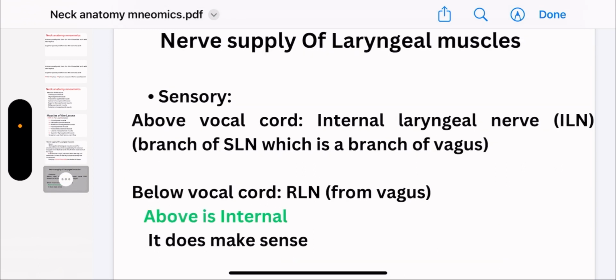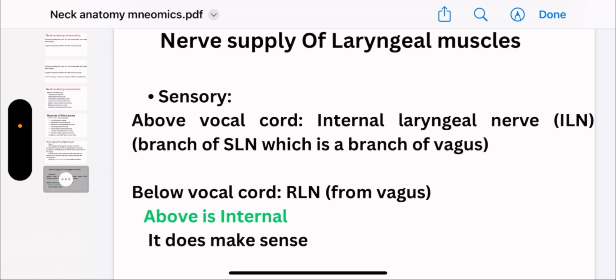Nerve supply of the laryngeal muscle, sensory. So we talked about the motor, now the sensory part. Above the vocal cord is supplied by the internal laryngeal nerve, a branch of the superior laryngeal nerve, which is a branch of the vagus. Below the vocal cord is supplied by the recurrent laryngeal nerve from the vagus.